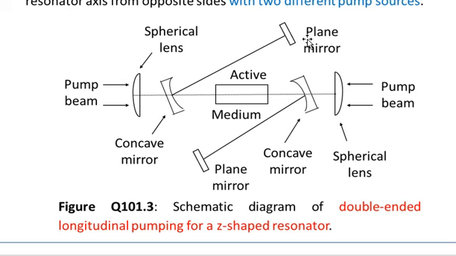So the resonator cavity is formed by the two plane mirrors and the two concave mirrors. And of course, this scheme is again the double-ended scheme because the pumping is being done from the two sides. This Z-shaped technique provides more control over the parameters of the cavity.